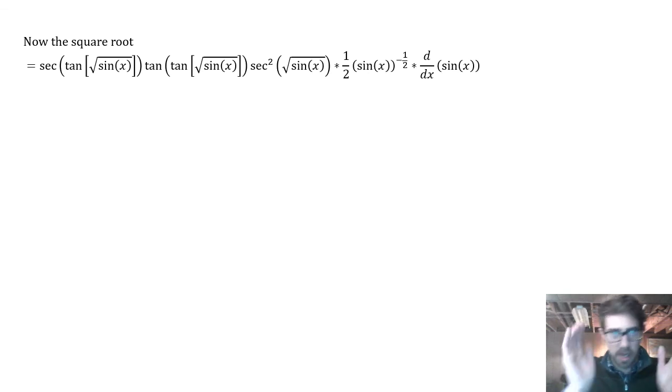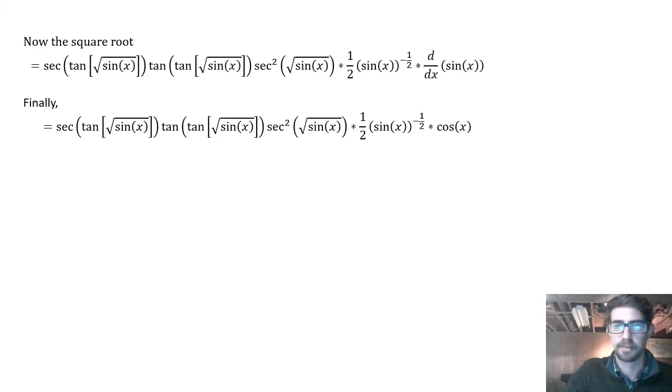All right, so that's all that stuff that we already did. Times, first you deal with the square root. You don't deal with the sine yet. The derivative of the square root of sine is 1/2 times sine to the negative 1/2. Finally, times the derivative of sine. All right, so it's secant of tangent of square root of sine of x times tangent of square root of sine of x times secant squared of square root of sine of x times 1/2 sine of x to the negative 1/2 times cosine of x.